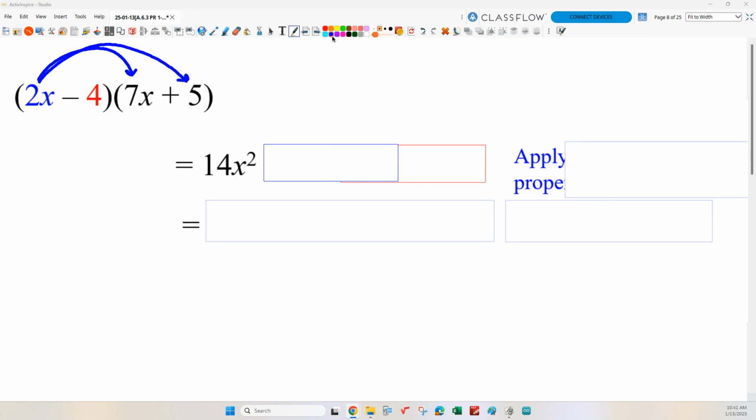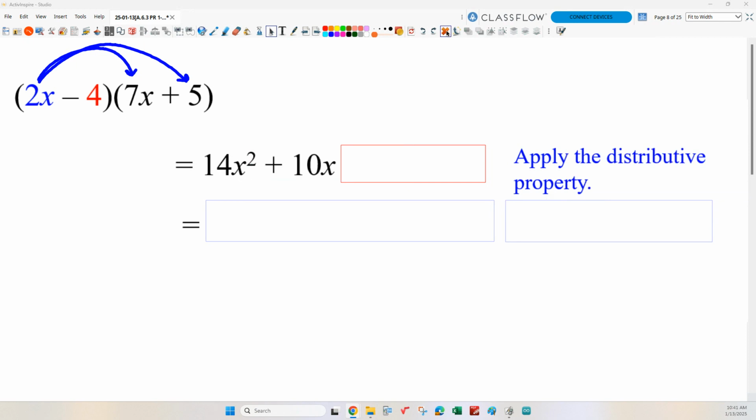2x times 5. Everybody, what is that? 10x. Good. And then we distribute what here? Say it again. Negative 4, not 4, right? We have to distribute the negative sign also, so we get the whole thing.